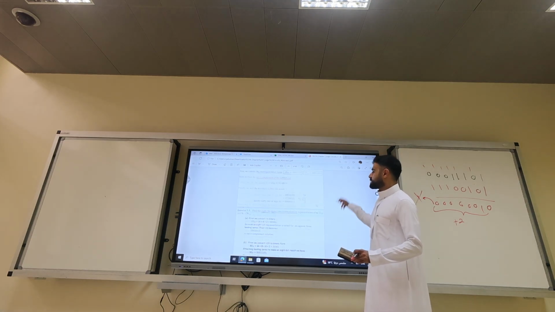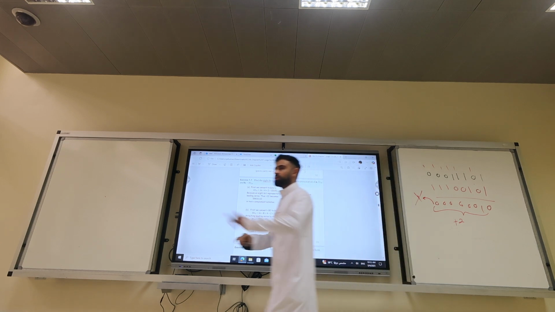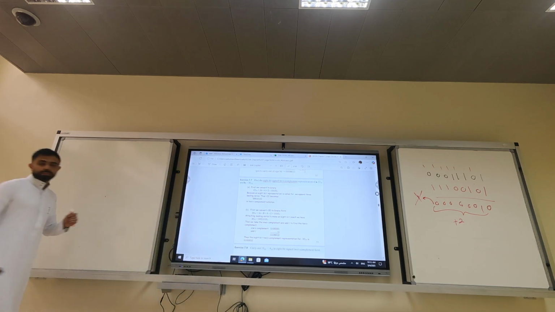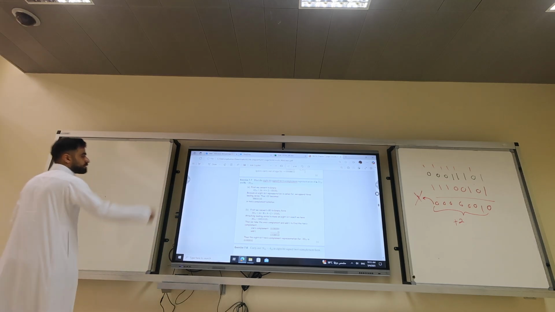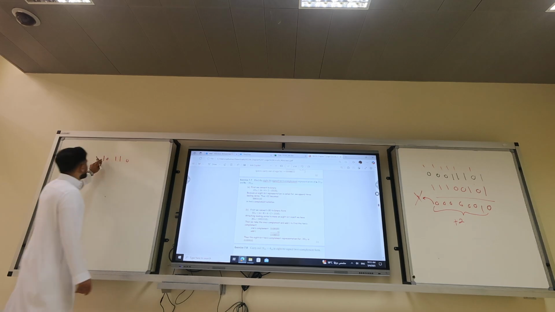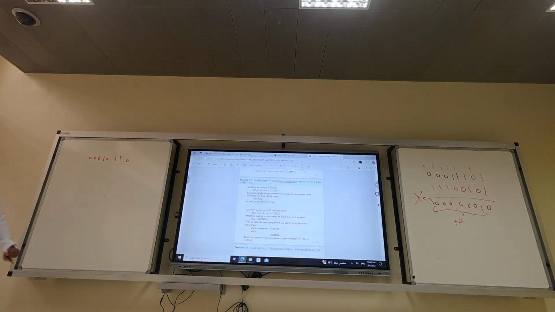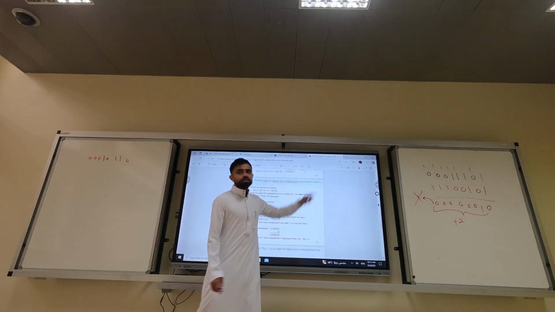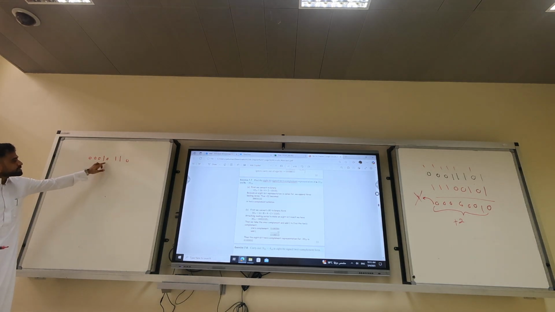So let's do this exercise. Find the 8-bit signed 2's complement for 22. What is 22 in binary? It is 1 0 1 1 0. Is it positive or negative? It's positive, so you keep it using this format: 0 0 0 1 0 1 1 0.